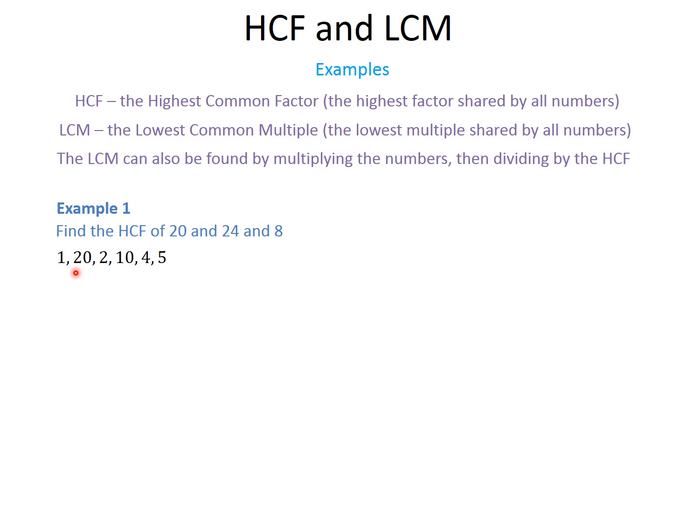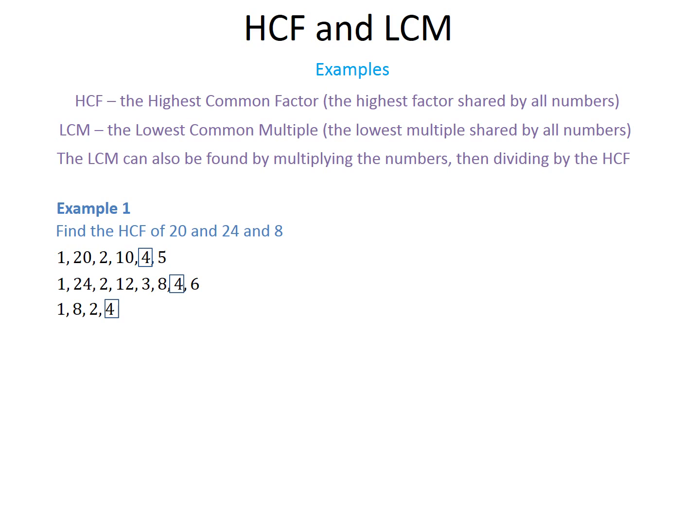I just use the normal method that I use to find all the factors. And then I'll write down the factors of 24. And then I'll write down the factors of 8. And so I've listed all the factors of all the numbers, and I've just got to look for the highest one that is on all 3, and that is the number 4.